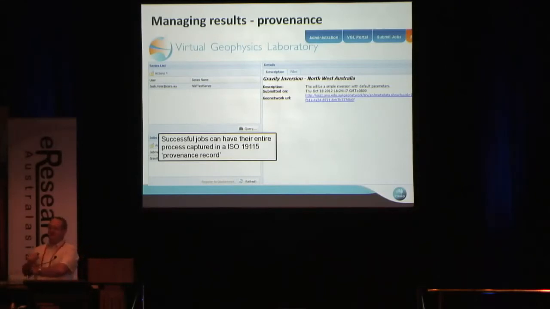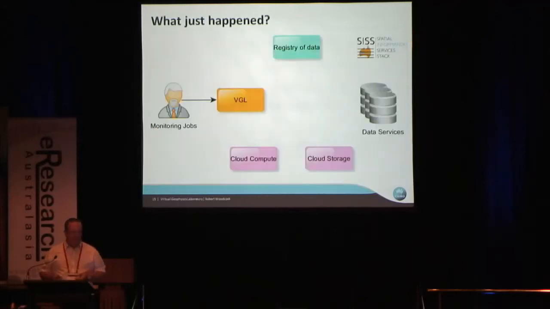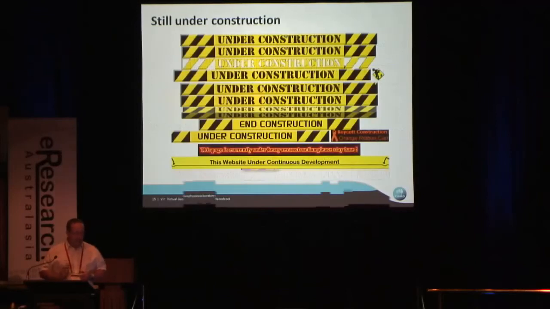It's not perfect, and there's still lots of work to be done. And there's whole research projects on that area, which we're now getting involved with. Once you've got the provenance, we actually publish it into the catalogue directly, so you can get it from GeoNetwork. It could technically go out to RDA. We'll just skip this bit because it's boring.